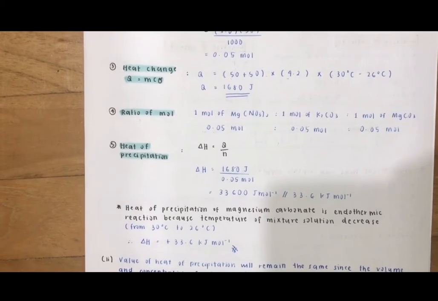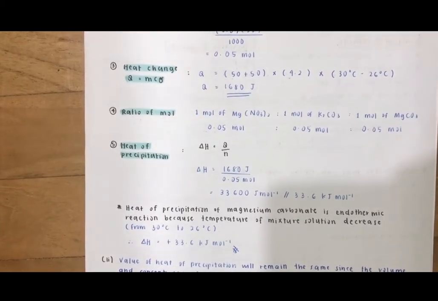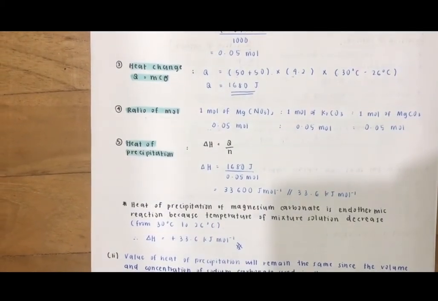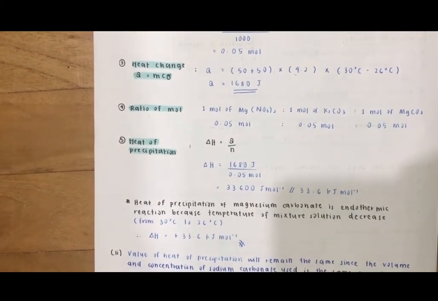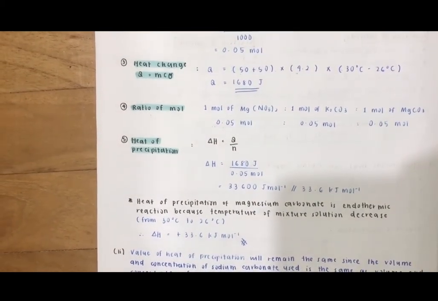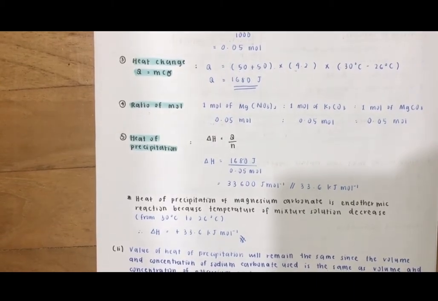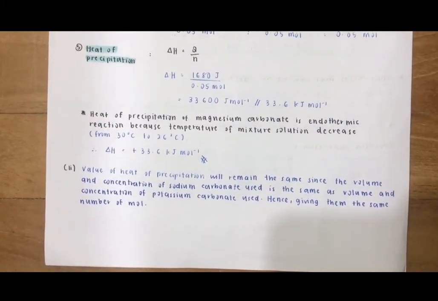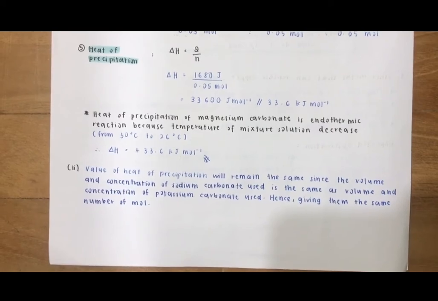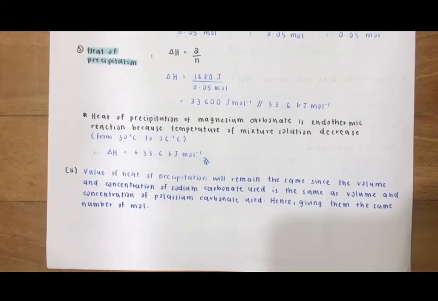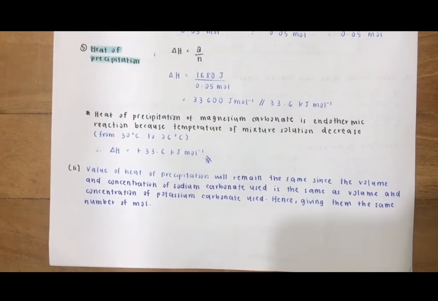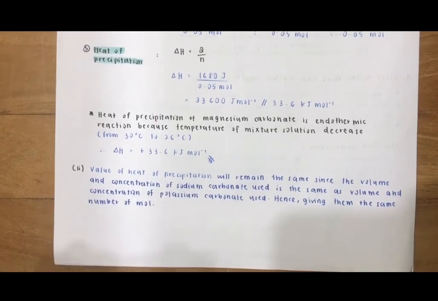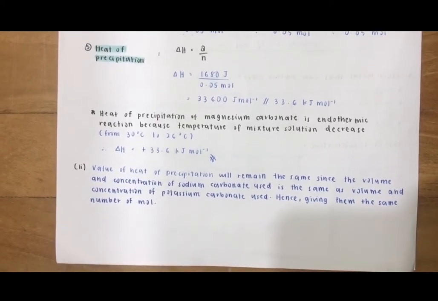And lastly, we calculate the heat of precipitation by using the formula delta H equals Q over n. So Q is 1680 joule divided by the number of moles, 0.05 mole, and then we got the answer of 33,600 joule per mole or 33.6 kilojoule per mole. Heat of precipitation of magnesium carbonate is an endothermic reaction because the temperature of the mixture solution decreases, in this case from 30 degrees C to 26 degrees C. Therefore, delta H is equal to positive 33.6 kilojoule per mole. Positive here indicates that the reaction is endothermic.